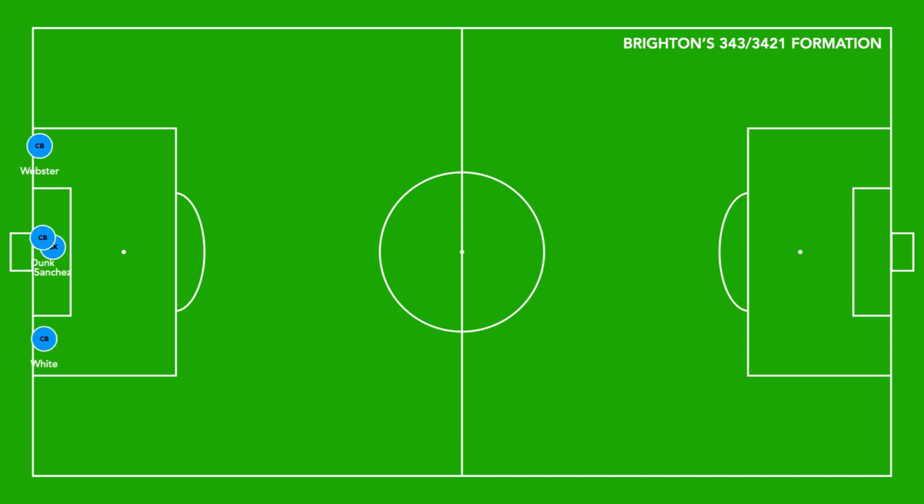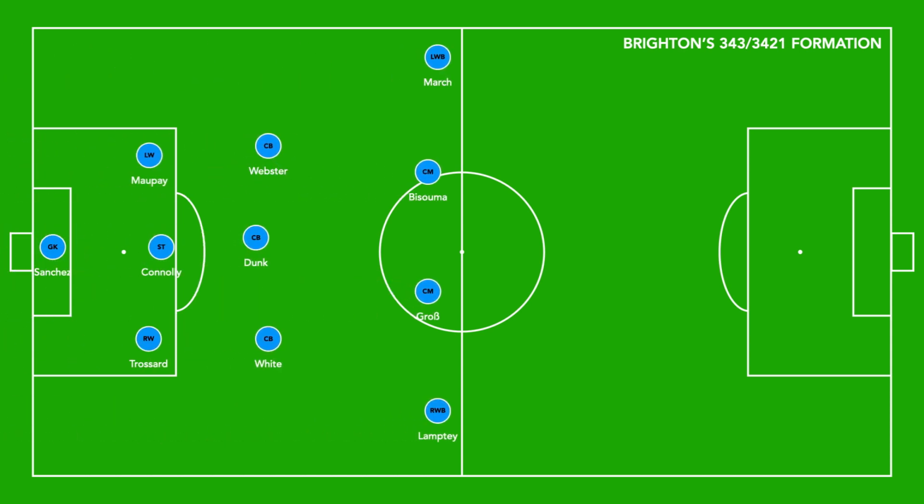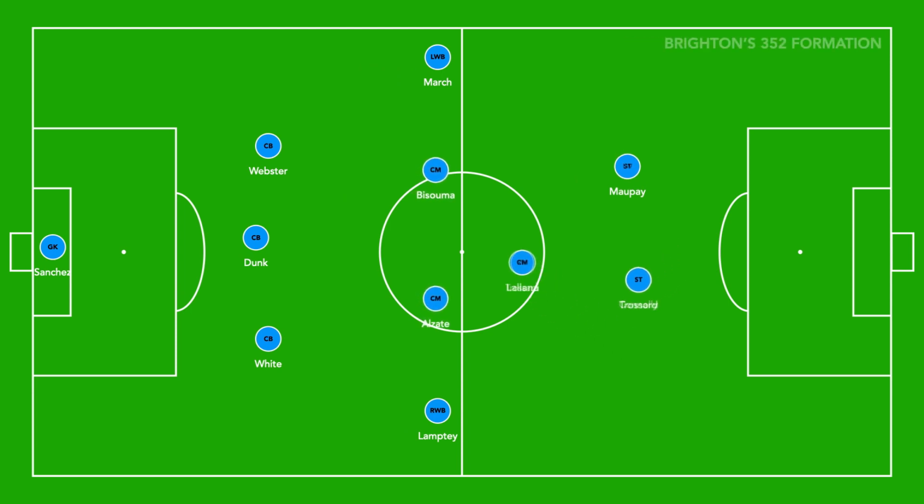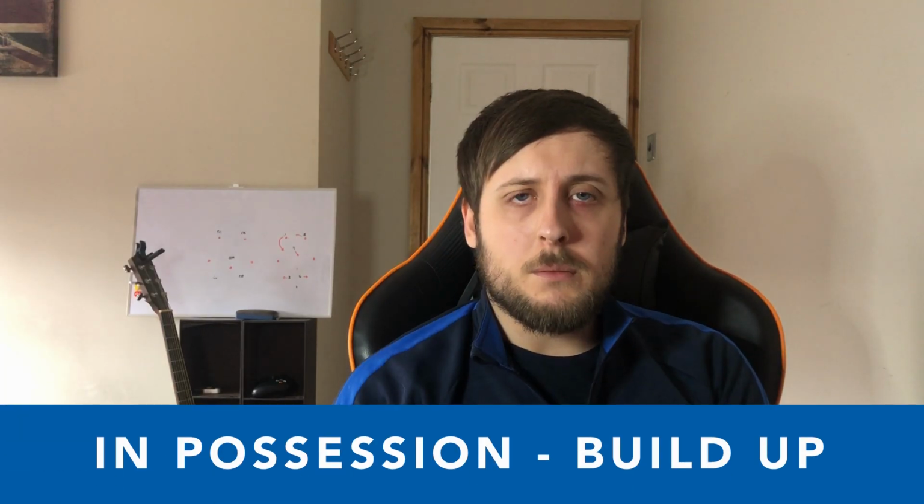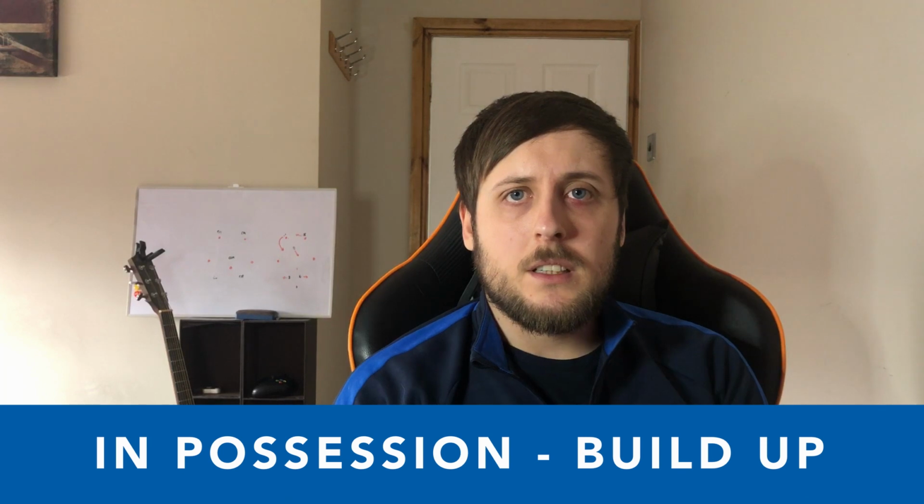So in the Premier League this season we've seen Brighton use mainly a 3-4-3 formation. They've occasionally used a 3-4-2-1 or even a 3-5-2. Now Brighton, as most teams in the Premier League, have been hit by injuries, but this is the most common lineup that they've used throughout the season. So let's start with how Brighton approached the game when in possession.